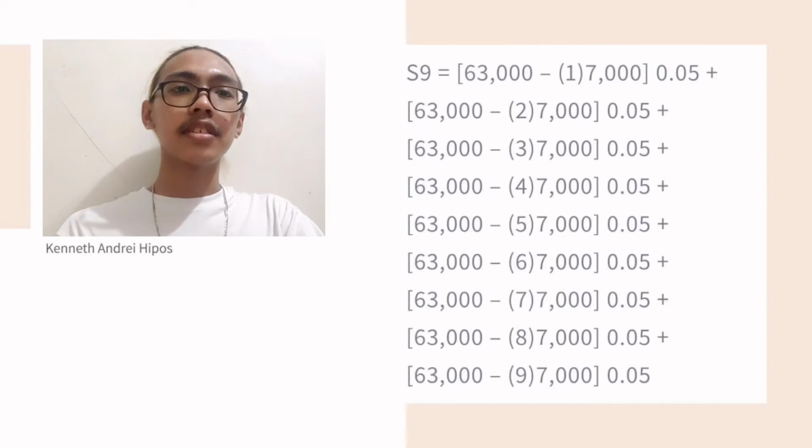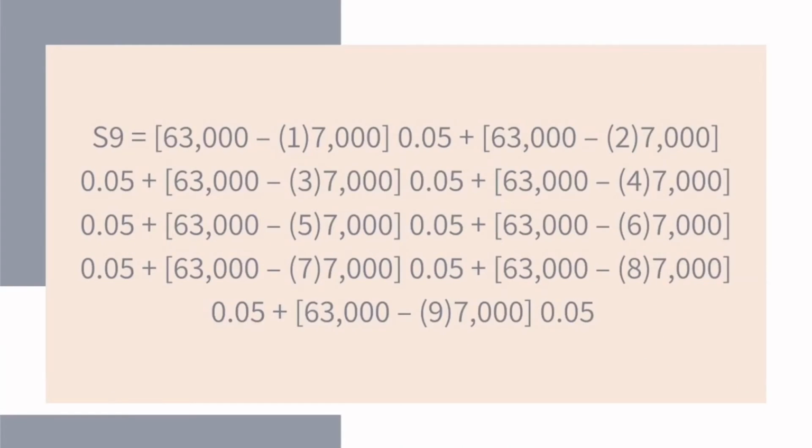The number of years is from 1 to 9 because we need to find the interest inside those 9 years, and not only on the 9th year. Now let's substitute P by 63,000, N by numbers 1 to 9, PV by 7,000, and I by 0.05. We need to convert it into decimal so that we can get the right answer.